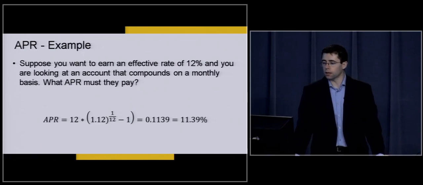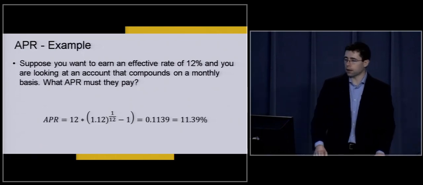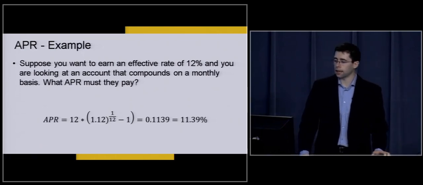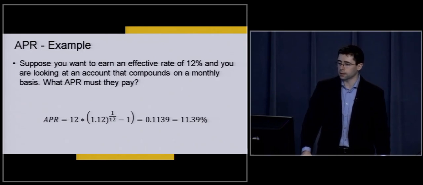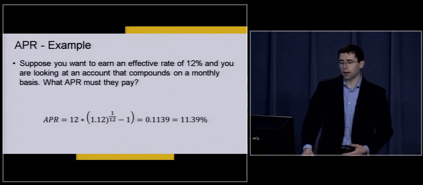All right, so let's take a look at an example of this. Suppose you wanted to earn an effective rate of 12% and you're looking at an account that compounds on a monthly basis. What APR must be paid in order for you to earn that 12% EAR? Well, we know our EAR, and we know our number of compounding periods per year in this example, which is 12 because it compounds monthly. So all we have to do is plug and chug.